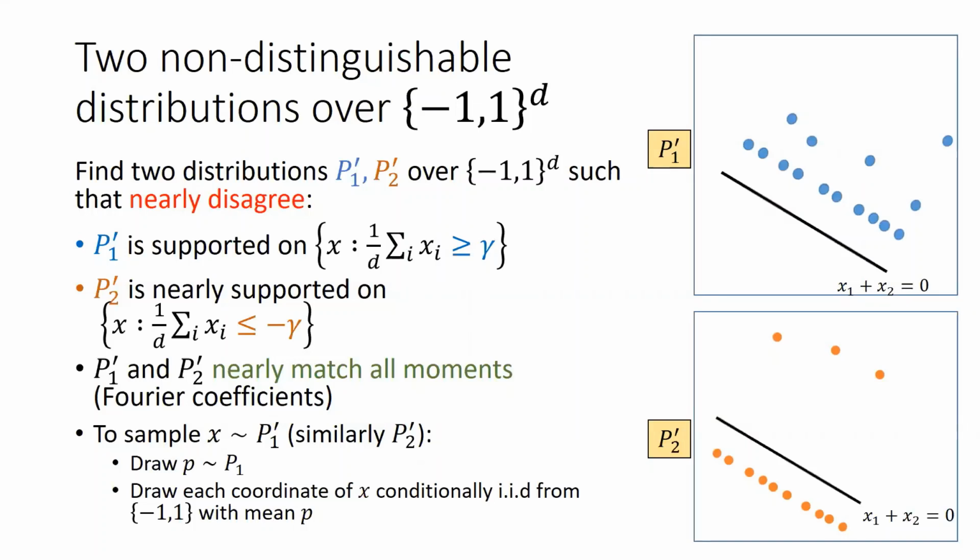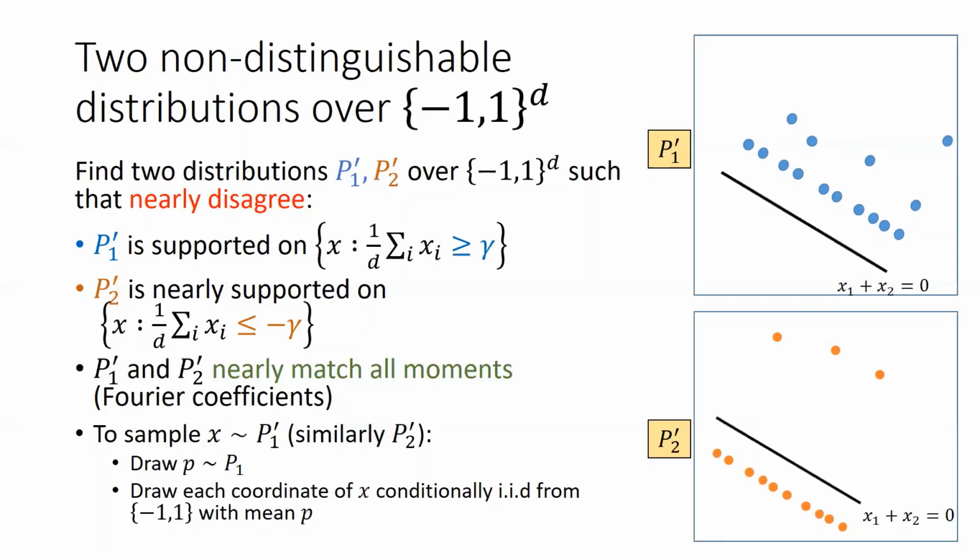Now, let me explain how the blue distribution is defined. So in order to sample a point x from this distribution, we will first sample a real number p from the blue distribution of the previous slide. And conditioned on p, we will sample all the binary coordinates of x independently, each of them with mean p. And similarly, we will define the orange hypercube distribution. Now, the two properties of the hypercube distributions will directly follow from the properties of the distributions over R.